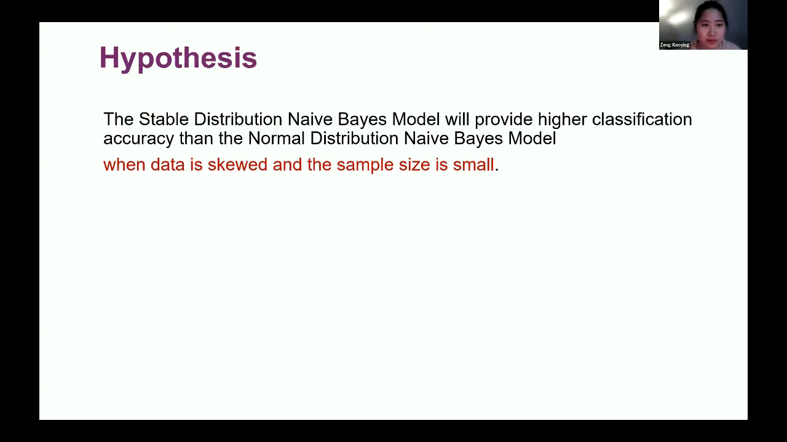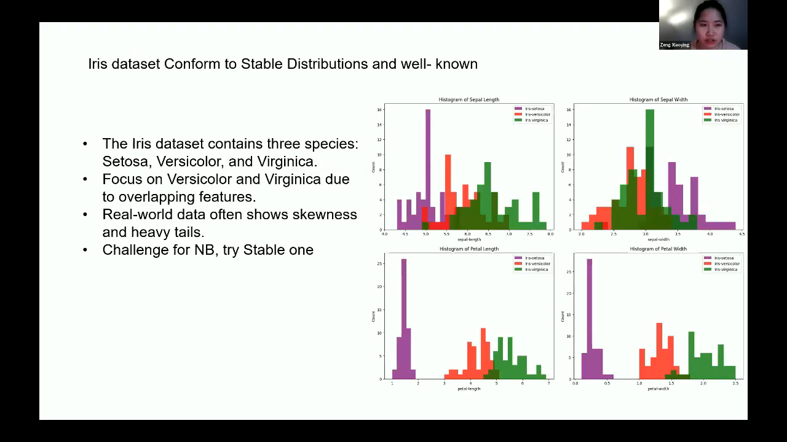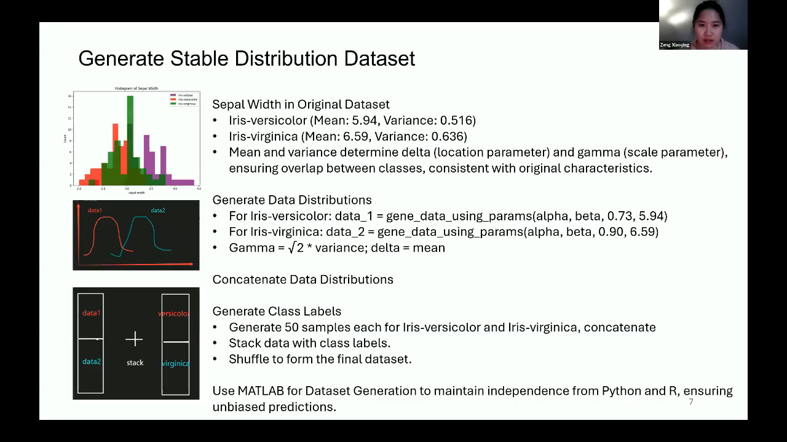The hypothesis for this paper is that the stable distribution Naive Bayes model can provide higher classification accuracy than the normal distribution Naive Bayes model when the data is skewed and the sample size is small. In our experiments, first I want to introduce why we chose the iris dataset: it conforms to the stable distribution. We can see that the red level and the green level overlap together, which is very suitable for the stable Naive Bayes classifier.